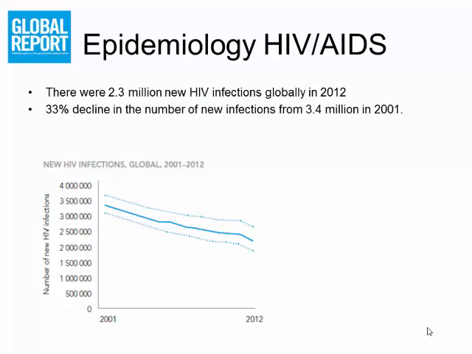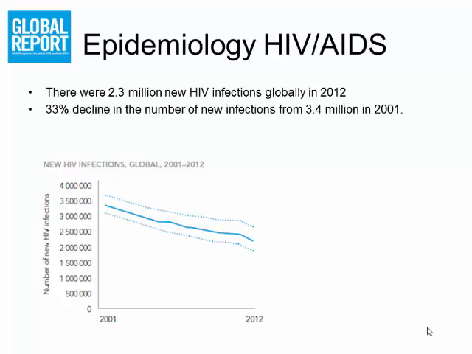It's starting to move the curves a little bit, as we can see from the next slide, which shows that new infections globally from HIV have decreased. In 2012 it's 2.3 million, and the curve is going down, about a 33% decline. It reflects a 15-year plan to get some results, and it's working. The graph is going down regarding new infections.